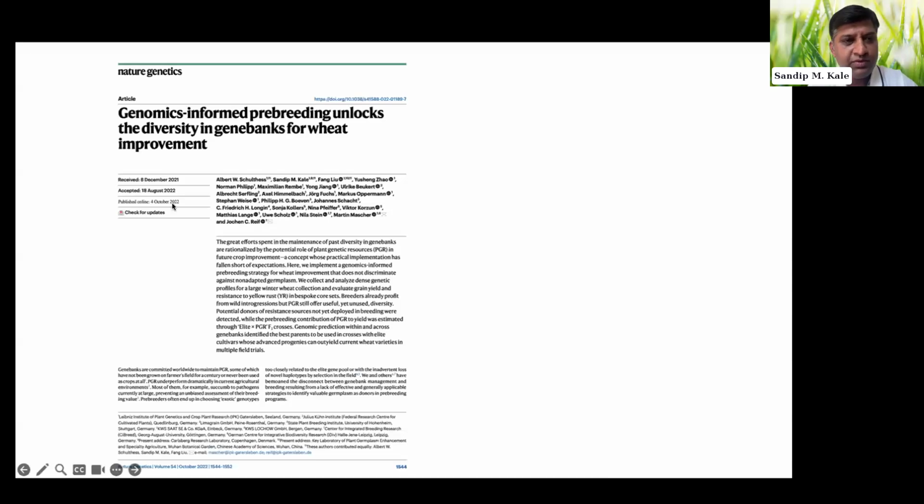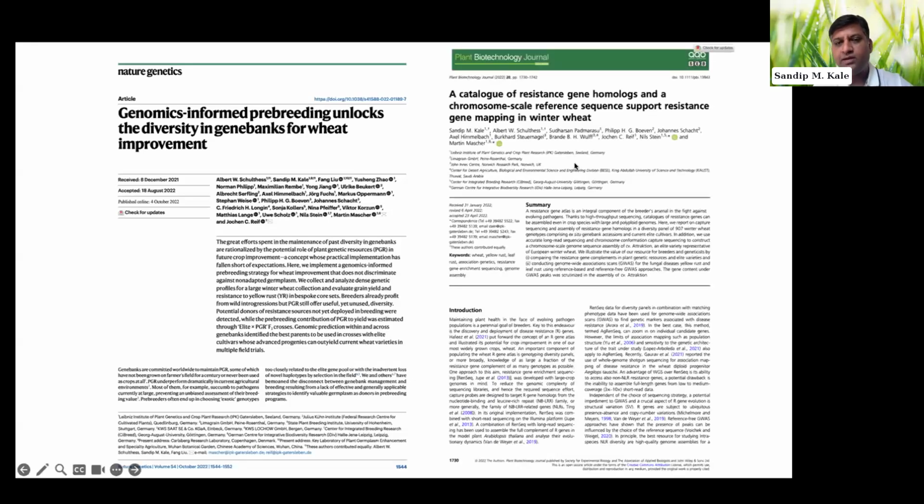So this is the first paper where we describe the genotyping of 9,000 winter wheat accessions and its use for identification of introgressions. And then in the second article, we talk about the development of a core collection and sequencing of resistance genes using resistance gene enrichment sequencing, and its use for identification of candidate genes for yellow rust and leaf rust in winter wheat.